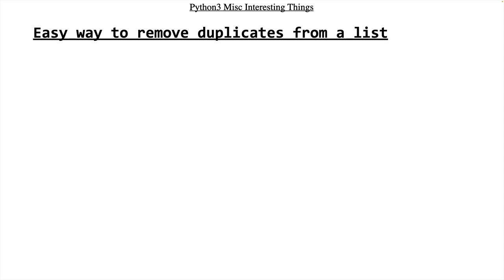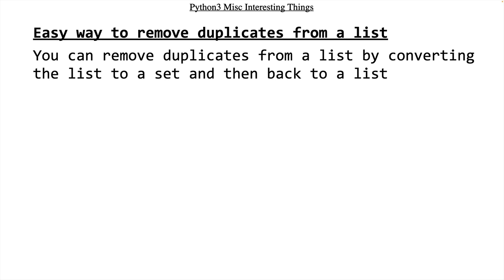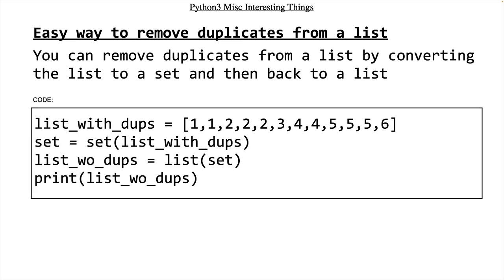Sometimes you have a list that has duplicates in it, and you would like to go through and eliminate the duplicates. What you can do is take a list which can have duplicates, convert it to a set which does not allow duplicates, and then convert it back to a list. My example code for this is this. I have repeated 1s and 2s and 4s and 5s, but 3 and 6 are not repeated. I just wanted a mix of duplicates and non-duplicates.